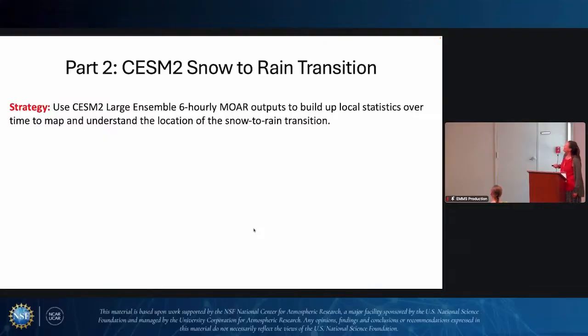Yeah, right. So we can build up these local statistics, and that's kind of cool because looking at the monthly mean when you're looking at precip events is kind of insane. Precip is very intermittent.